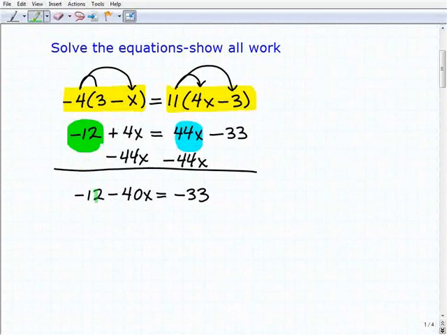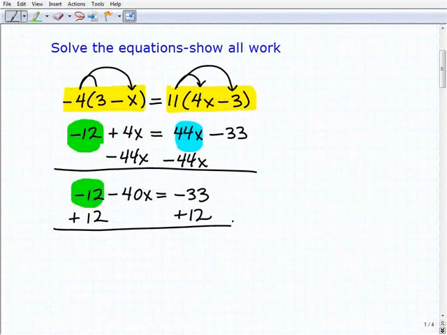Now let's focus on our number here and move that over to the right. I'm going to add 12 to both sides of the equation. Go ahead and rewrite that equation if you haven't done so already. So this would be negative 40x equals, and right here we have negative 33 plus 12, so that'll be a negative 21. Just be careful when working with these positive and negative numbers. You don't want to go so fast that you make a mistake with one of the signs here.